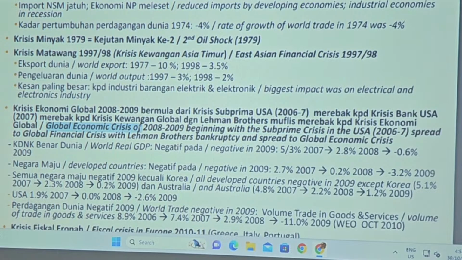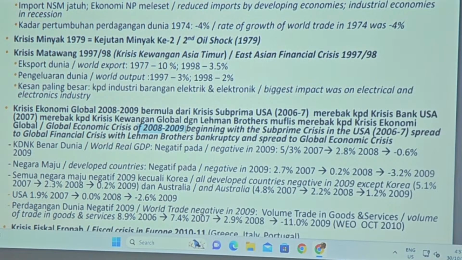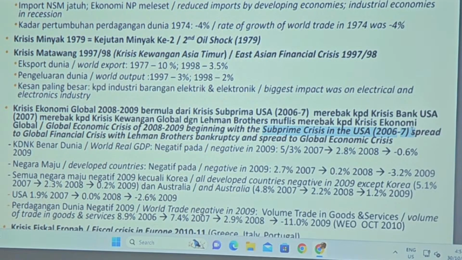The global economic recession of 2008, 2009. I begin by pointing out that many students make a mistake. They say 2008, 2009 was subprime. No. 2008, 2009 was the global economic recession. It happened after what? The subprime crisis in the US. Because of what? Because the housing market went down. And before that, mortgage-backed securities.